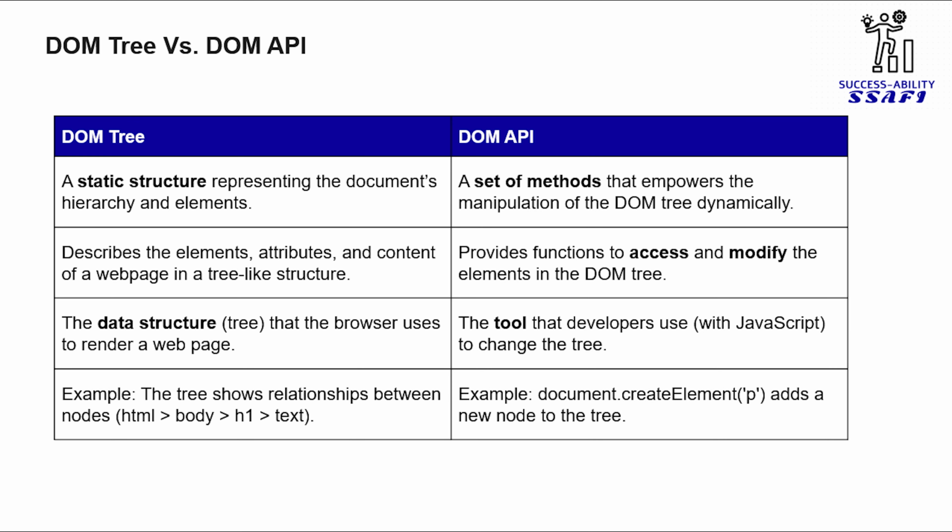In order to make sure that we are clear about DOM tree and DOM API differences, let's take a look at this table. DOM tree is a static structure. It just represents the HTML content and elements. It describes elements, attributes, and the content of a web page in a tree-like structure. Keep in mind, data structure. It's created by the browser. However, DOM API is a set of methods to manipulate and change the DOM tree. All right, so it's a set of functions, operations, properties and objects that give us ability to change and update DOM tree structure.